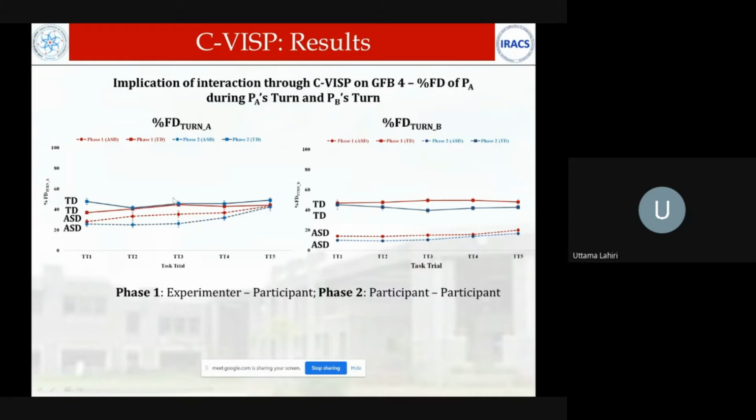But in contrast, typically developing children, irrespective of whether they are playing with the experimenter or playing with the partner, and whether it's player A or player B who is playing, are always looking towards the screen, and that's why they are able to perform better.